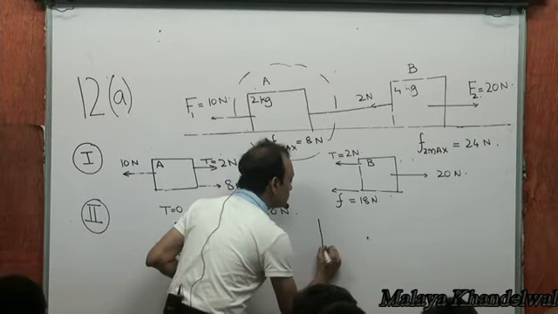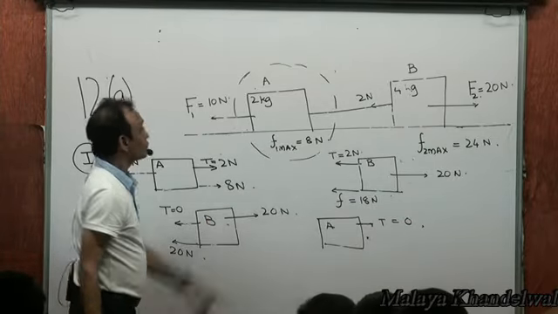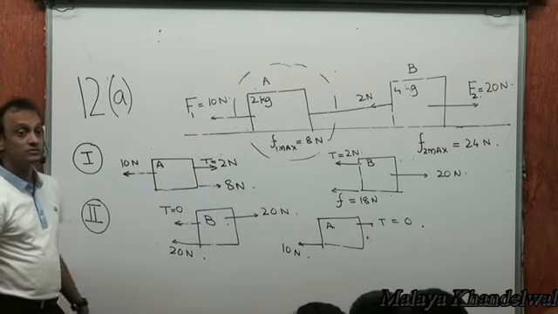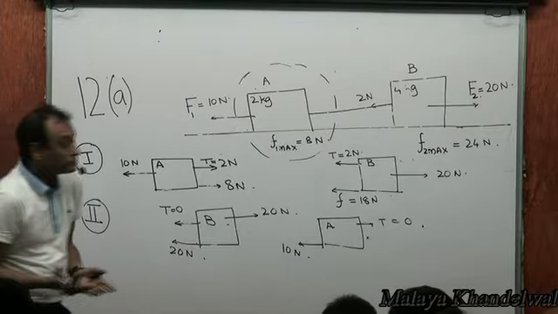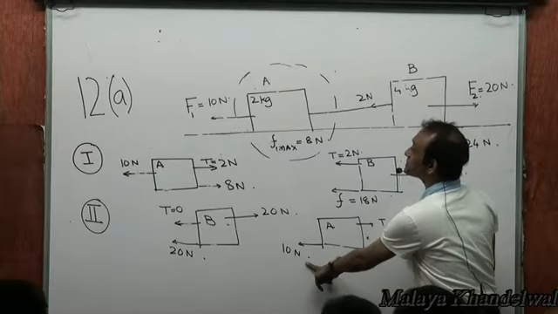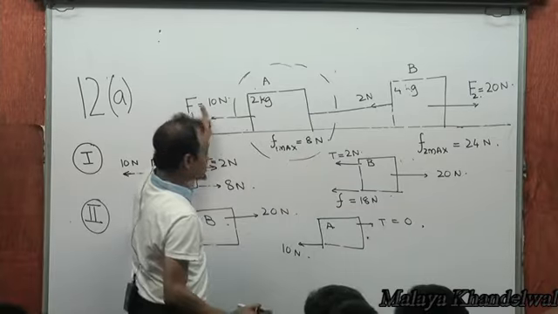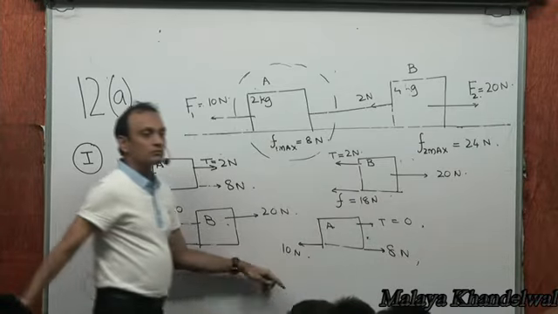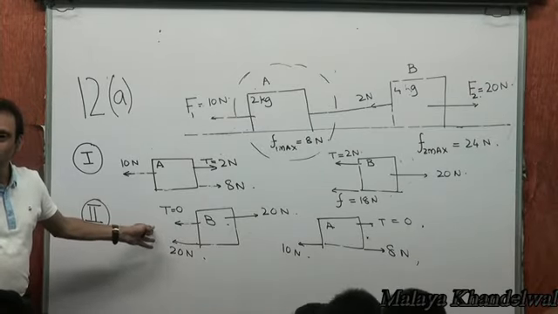Come to A. Tension is 0. This is 10 newtons, but A is also at rest. Because if B is at rest, A will also be at rest. That means the net force on A must be 0. Friction on A can provide up to 8 newtons, and this force is 10 newtons. Tension is 0, but friction is only 8 newtons. Can A remain in equilibrium? That means this case is not possible.